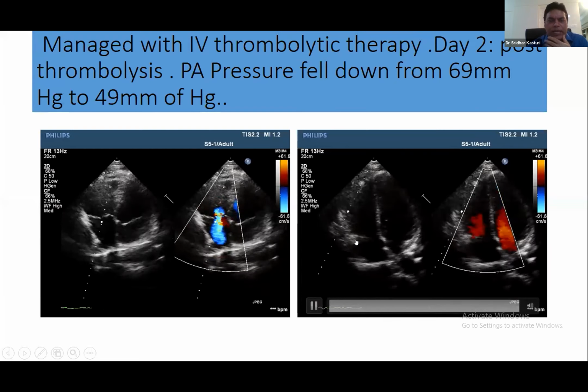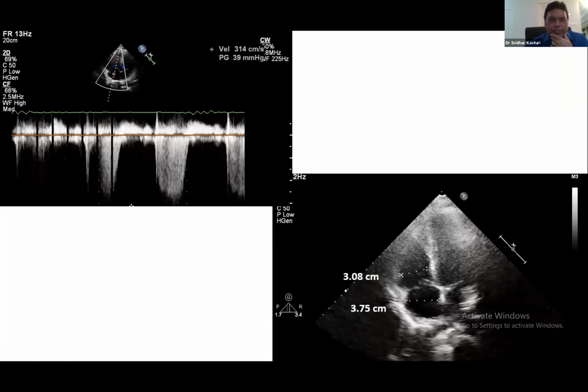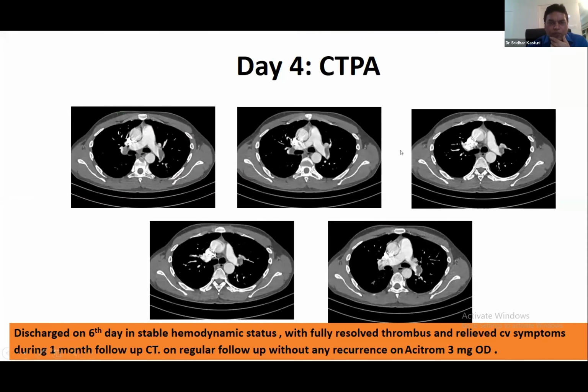So gradually, over a period of 2-3 months later, this RV becomes normal. TR will subside. That is very important, once the thrombus is recanalized. So this is the PA pressure. And on day 4 you can see this thrombus got cleared, with some residual thrombus. He was discharged on the 6th day in a stable hemodynamic state with fully resolved thrombus and relieved symptoms, and at the 1 month follow-up CT, which is not available, on regular follow-up without any recurrence of symptoms.